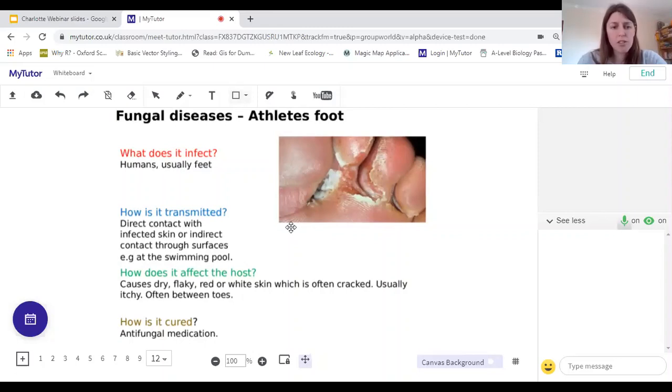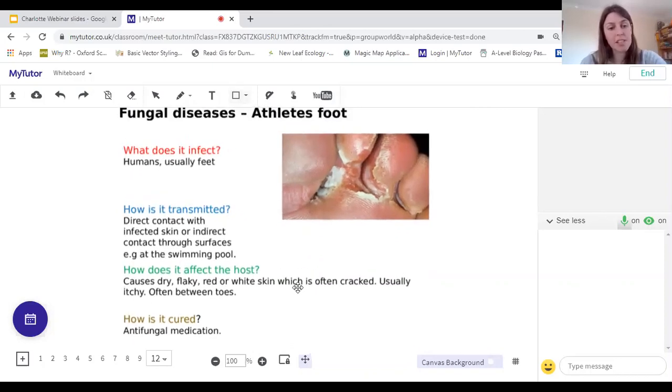How does it affect the host? It causes dry, flaky, red or white skin, which is often cracked, usually itchy, often between the toes. It becomes quite swollen, it's very itchy, and it feels wrong, I suppose. And it can be cured by antifungal medication.